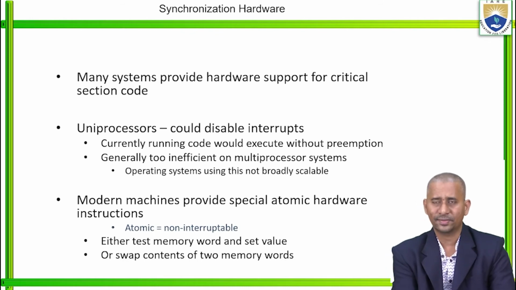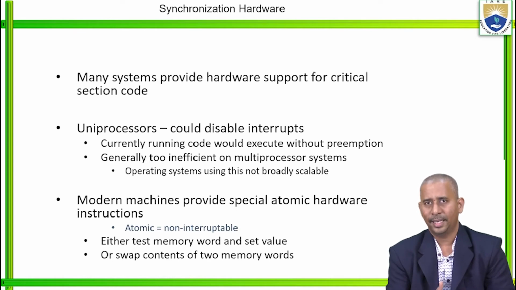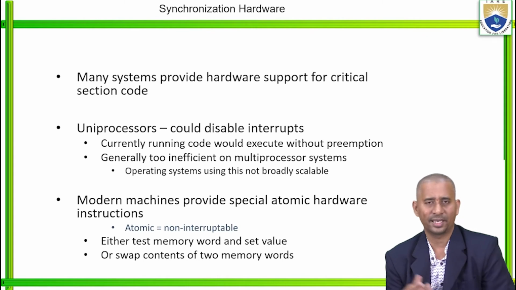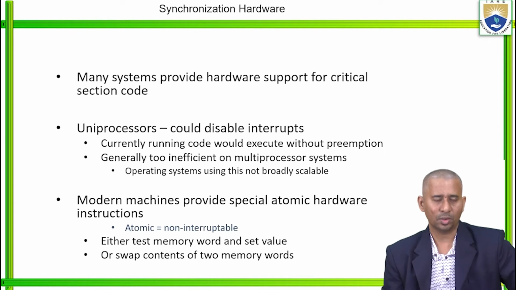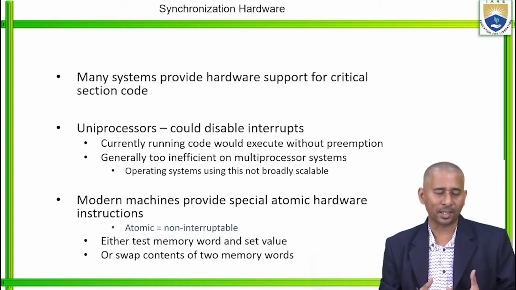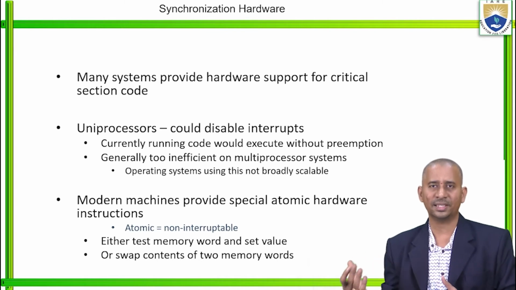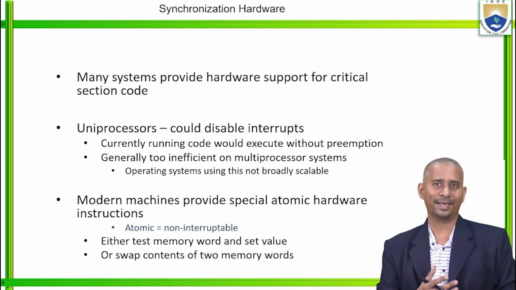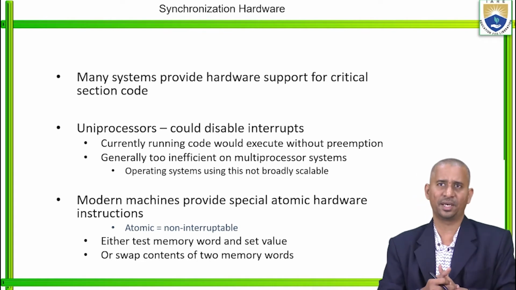Then coming to the next one, synchronization hardware. See, generally any number of processors at a time can access any type of resource, like physical resources as well as logical resources. Like physical resources, more processors can compete to access one shared printer. So what happens here? Many systems provide hardware support for critical section code. Then how do we define the synchronization hardware?